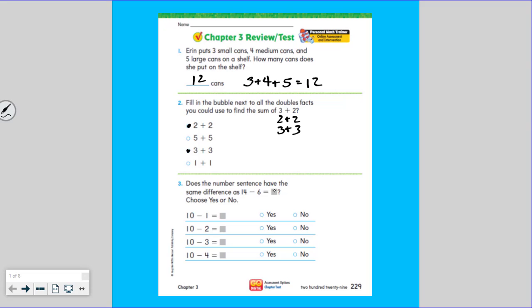Number 3, does the number sentence have the same difference as 14 minus 6 equals blank? Choose yes or no. So find all the ones down here that have the same difference as 14 minus 6. So pause your video and do number 3.